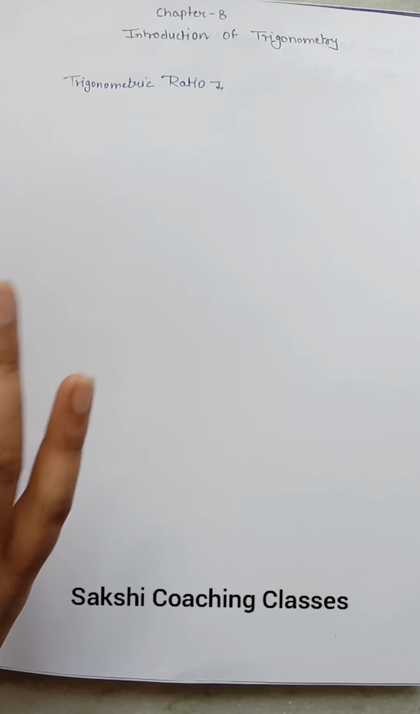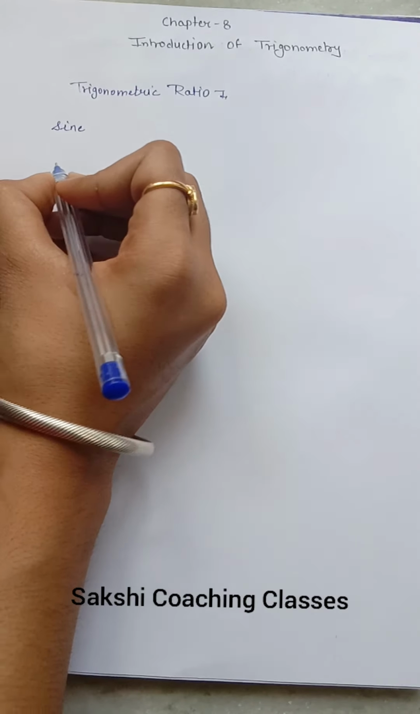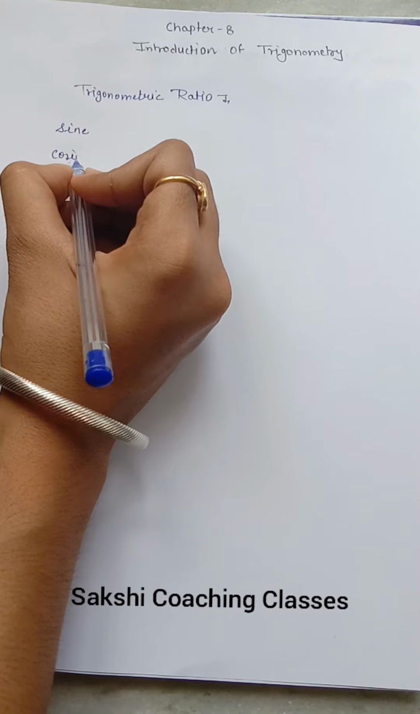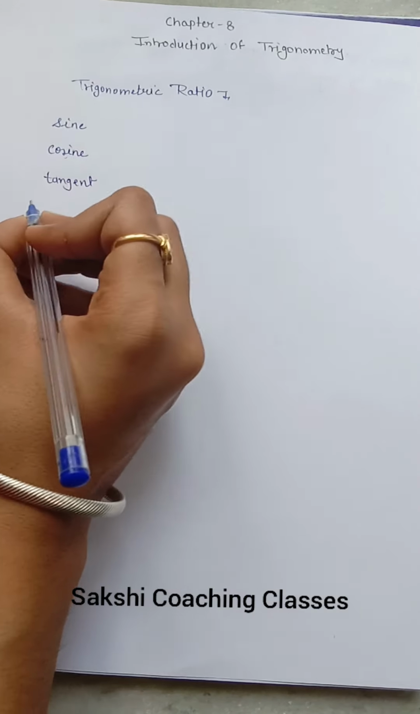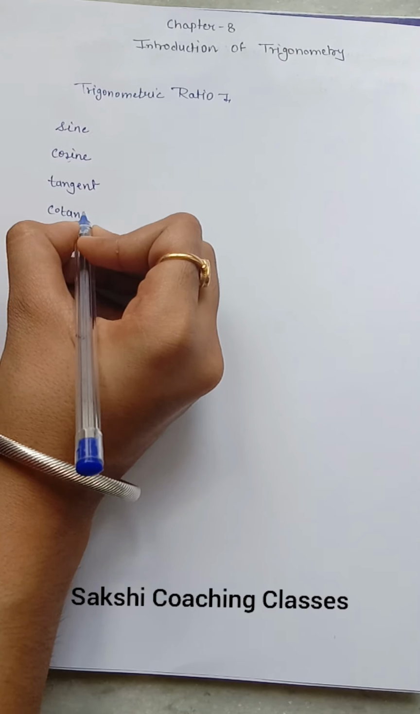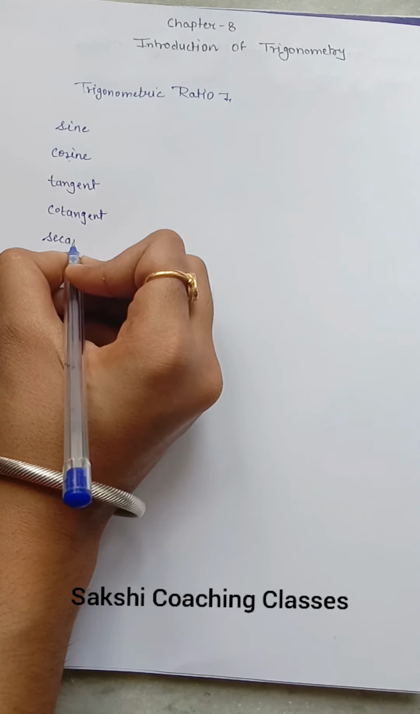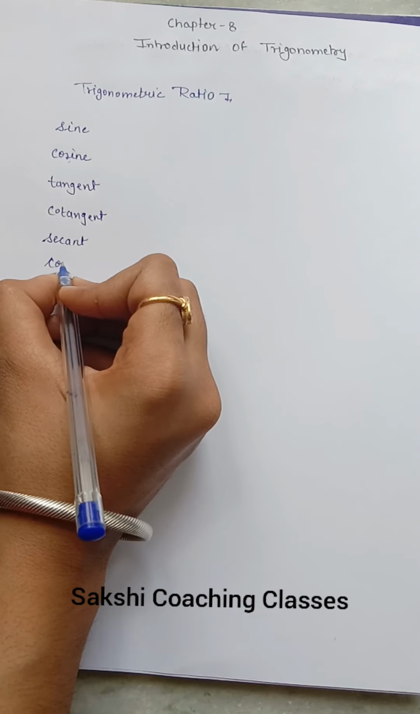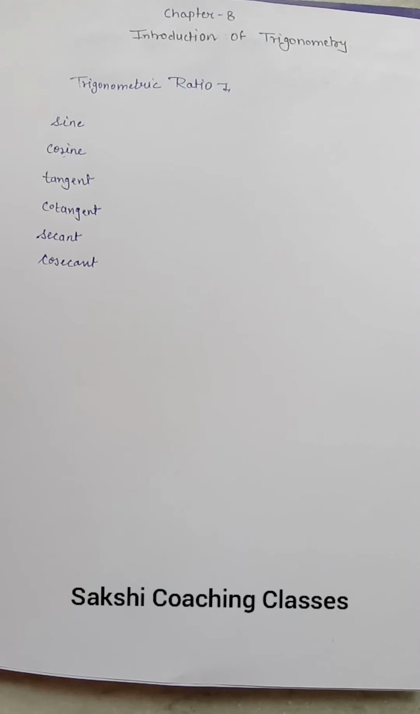There are basically 6 types of trigonometric ratios, and these are sine, cosine, tangent, cotangent, secant and cosecant. There are 6 trigonometric ratios. Okay, and basically all these trigonometric ratios are applied on a right angle triangle.